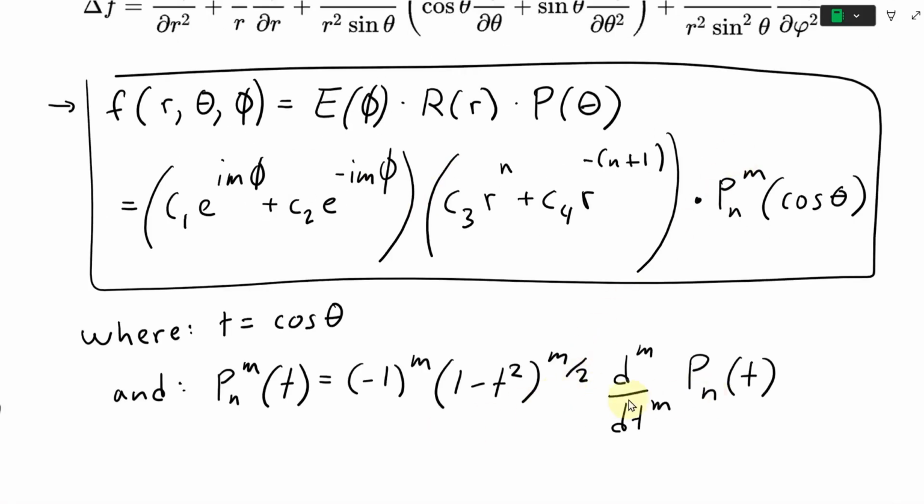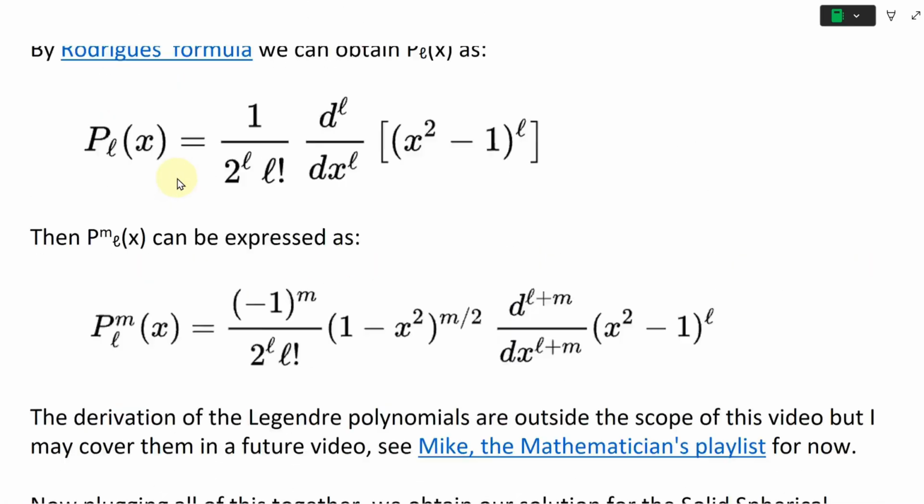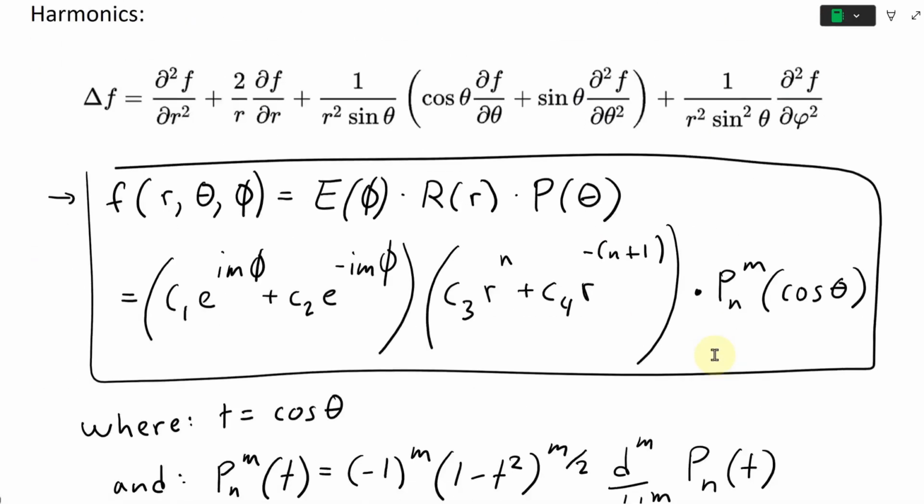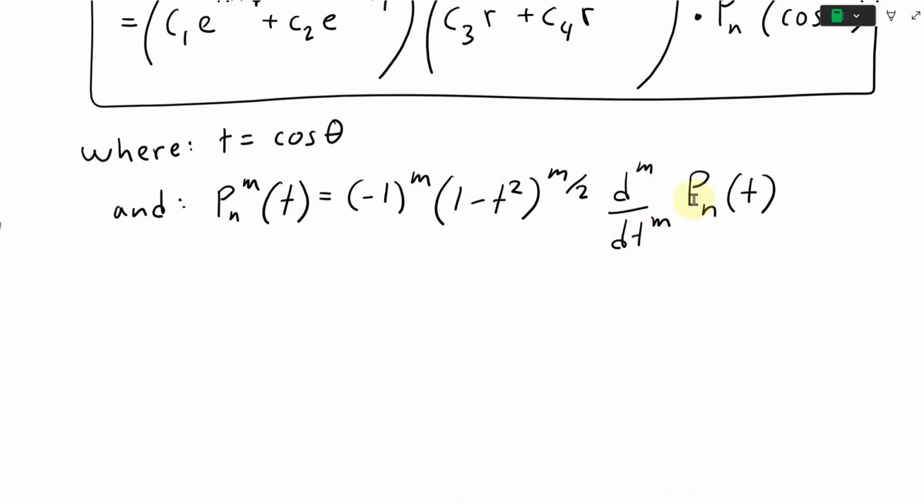And we can see this again, just double check quickly. This is the P_l, negative 1 to the power of m, and then 1 minus t squared to the power of m over 2, and then this one d^m over dt^m, like that. So there's d^m over dt^m, and then P_n of t, the regular Legendre polynomials.